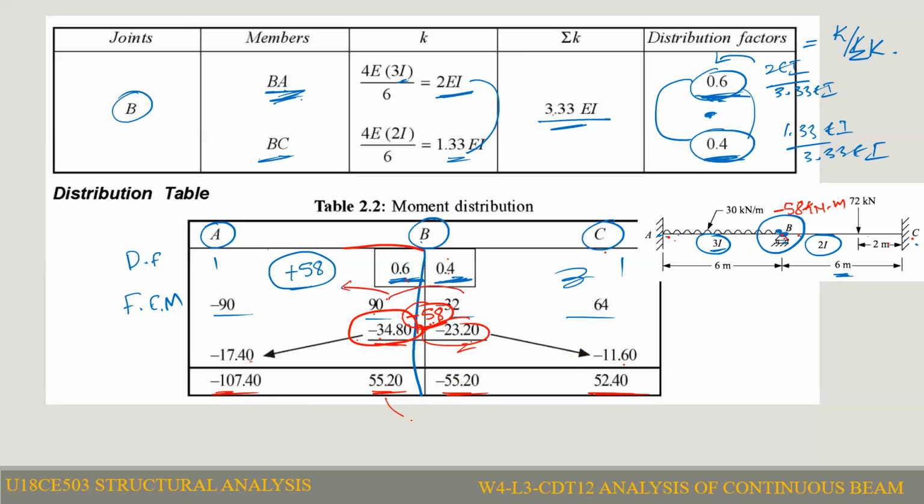Now you check the joint equilibrium equation. It is equal to 0. That means the summation of moments at joint B is equal to 0, so it is satisfying the joint equilibrium equation. So we can conclude that these are the final end moments. MAB is minus 107.4. The moment at B will be 55.2. The moment at C will be 52.4. So these are the final end moments. Thank you.